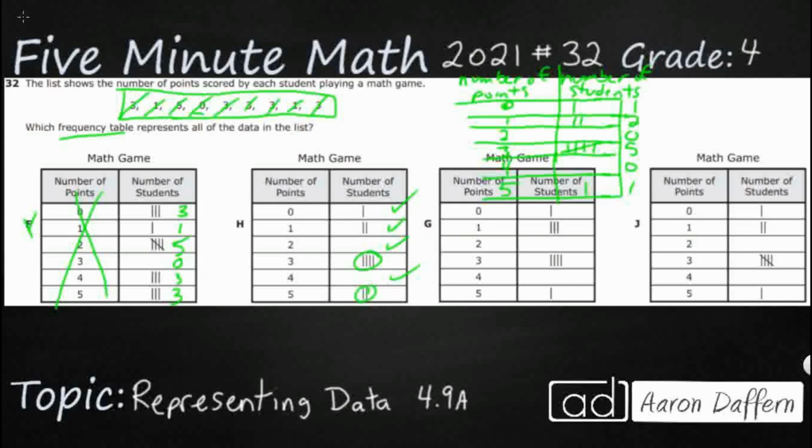So let's check G. 0's got 1, yes. 1 has got 3, nope, should have 2. 2 has got 0, yes. 3 has got, once again, not 5. And then 4 and 5 look good.